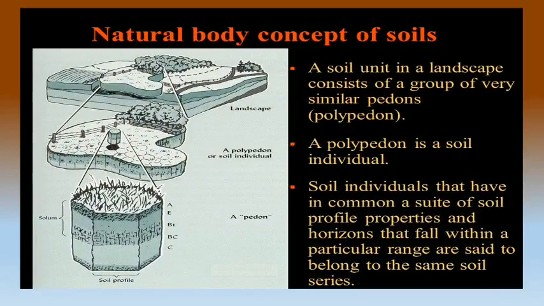The natural body concept of soils. A soil unit in a landscape consists of a group of very similar pedons, or what we call the polypedon. A polypedon is a soil individual. Soil individuals that have in common a suite of soil profile properties and horizons that fall within a particular range are said to belong to the same series.